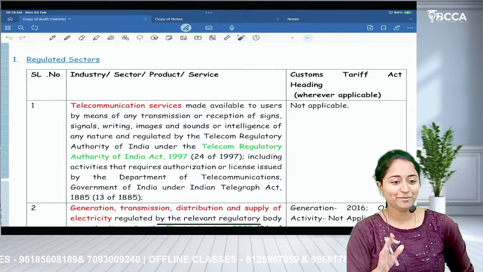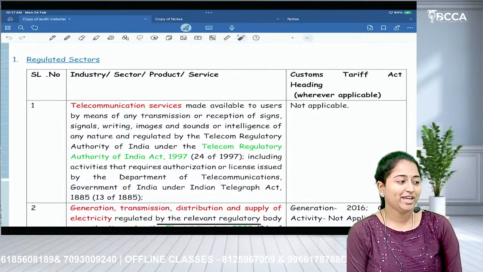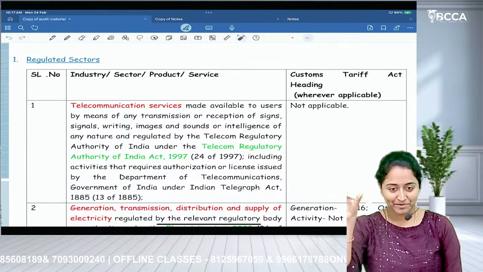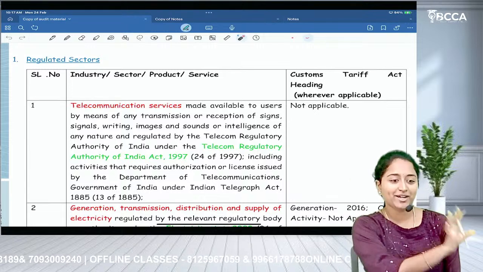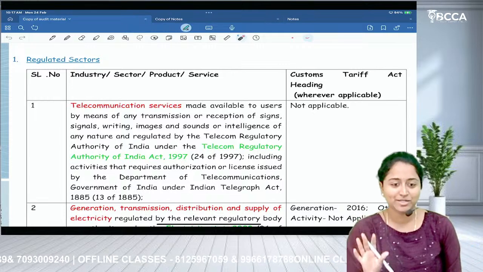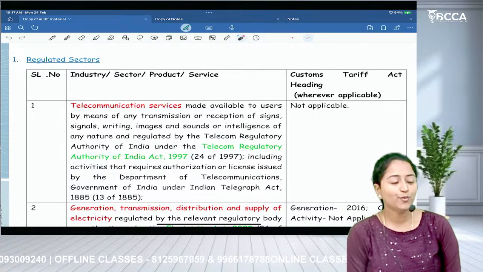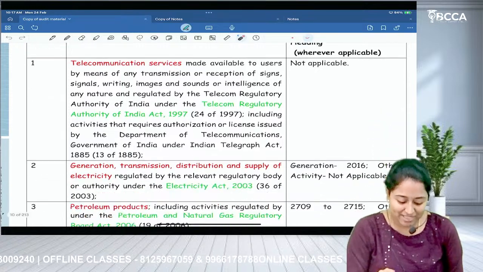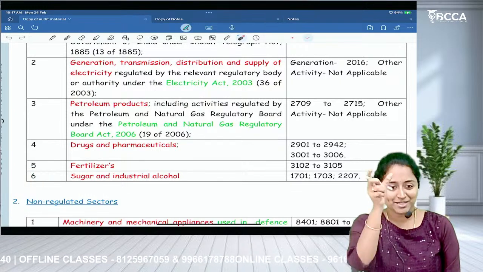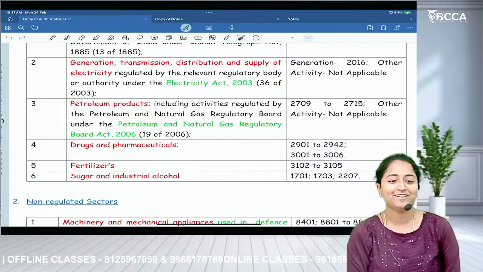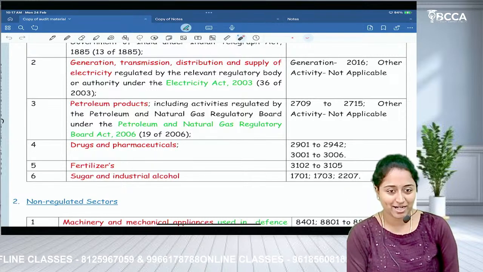I can give you a tip for that. Now, how will you remember? Whatever question is given in your question paper will be from the regulated or non-regulated sectors table, isn't it? He'll not bring it from any other outside source. So what you have to do is remember just the 6. If anything is there from the 6, then that is a regulated sector. If anything is not there from the 6, that is from non-regulated sectors.